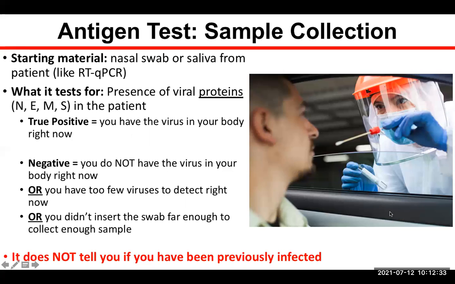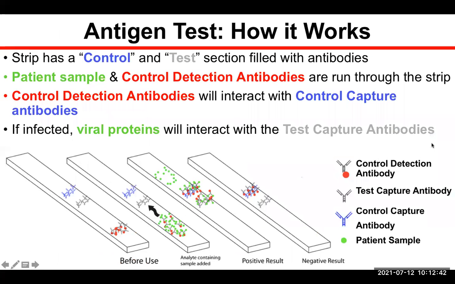And just like with the qPCR test, it does not tell you if you've previously been infected. And so this antigen test works similar to how a pregnancy test works. There's a test strip that basically has a couple of parts to it that you should be familiar with. You have a control part and a test part.